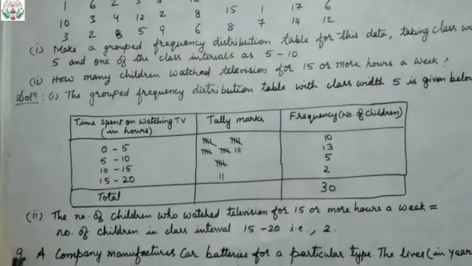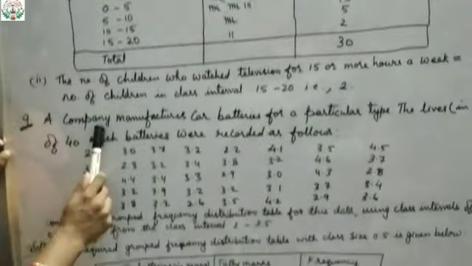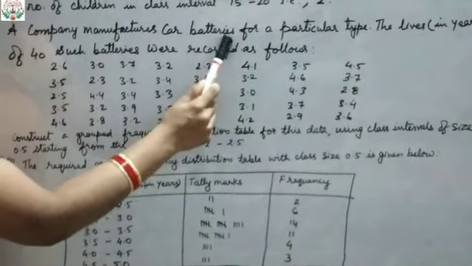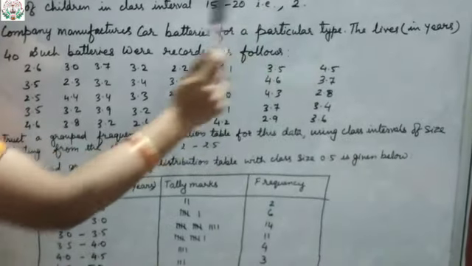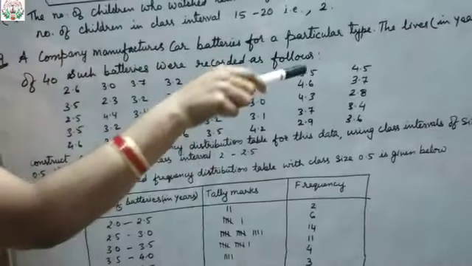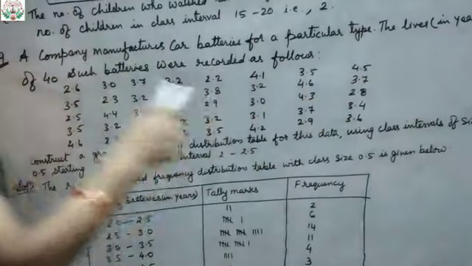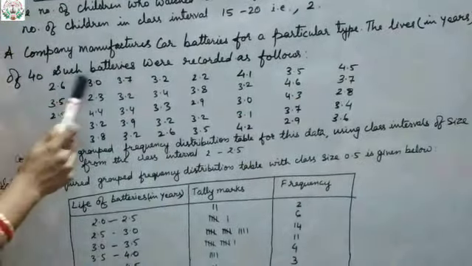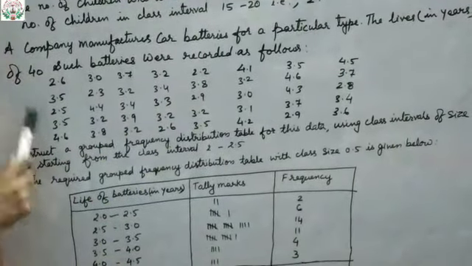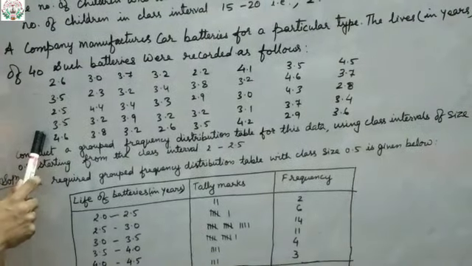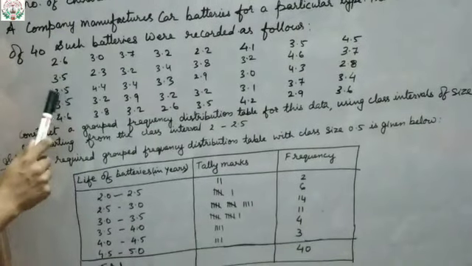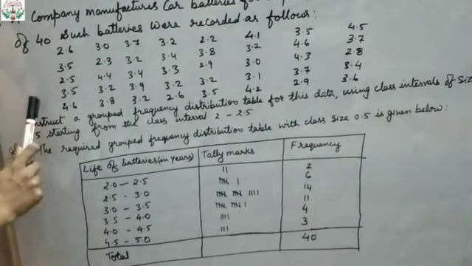Clear? Now come to the ninth question. A company manufactures car batteries of a particular type. The life of the battery in years is given, for 40 such batteries that were recorded. So these are the life periods for 40 batteries. So 2.6, 3.0, these are the life periods of 40 batteries.